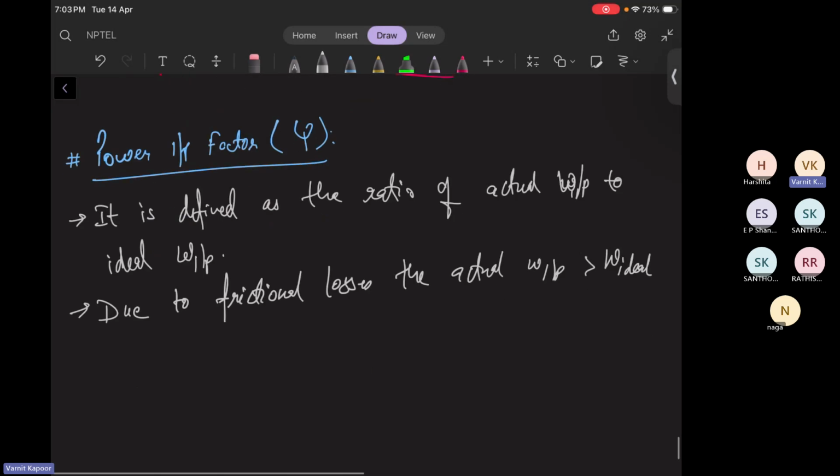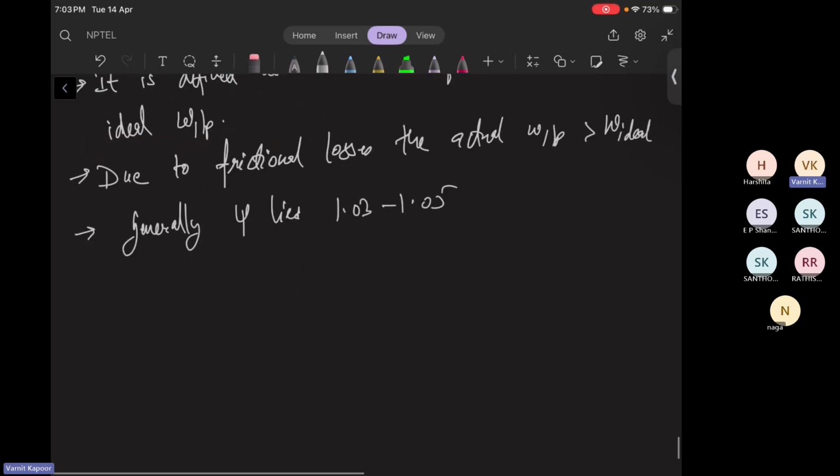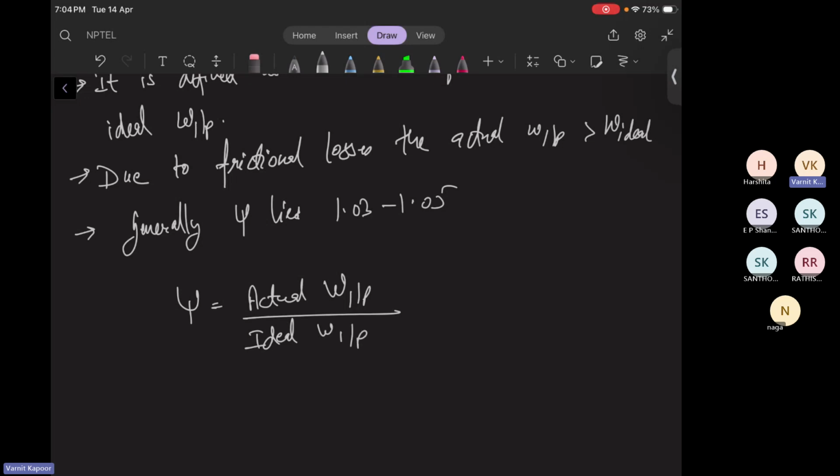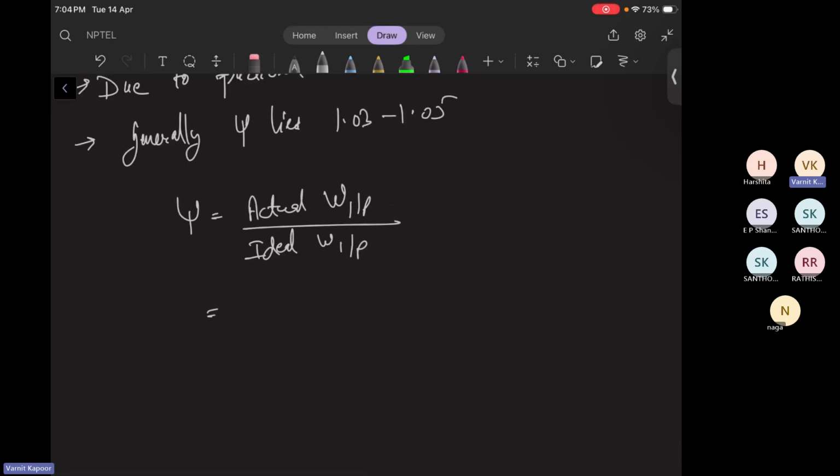Generally, psi lies between 1.03 to 1.05. So psi is nothing but actual work input to that of ideal work input. And what is actual work input? It is mass flow rate times VW2 U2, that is, mass flow rate times slip factor times U2 square.